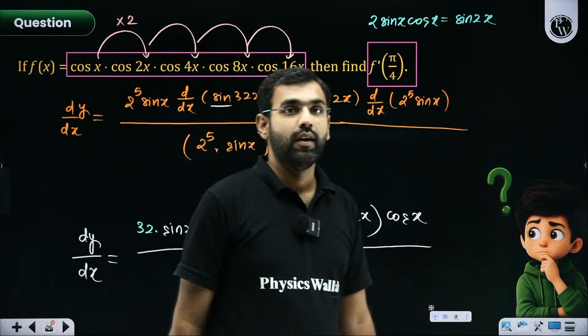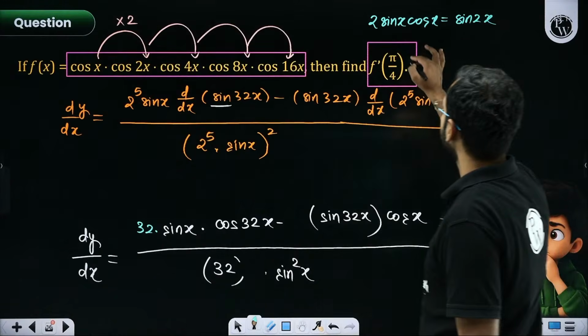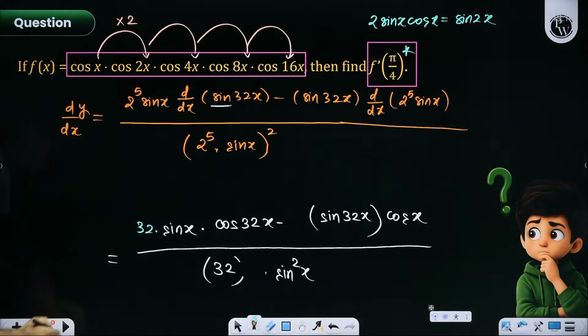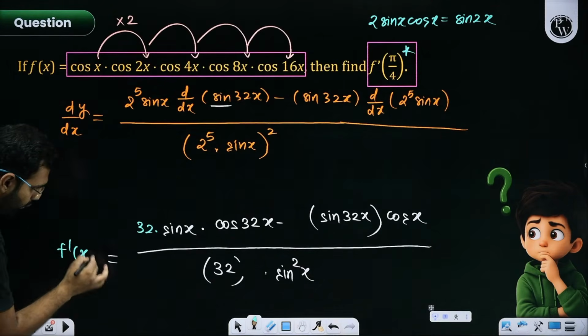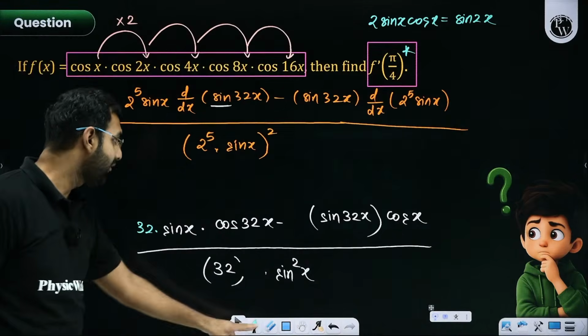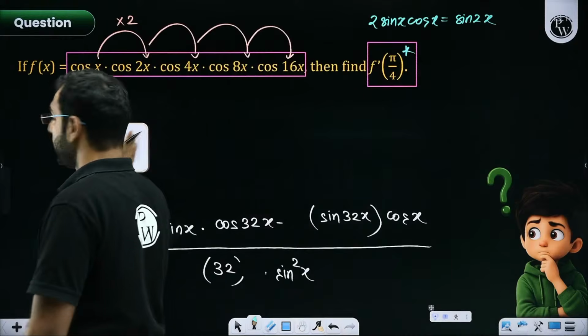But we are not noticing one thing. They did not ask you f dash x. By the way, students, what is this? This is your f dash x. We were asked f dash pi by 4. We were asked f dash pi by 4. So let us work on f dash pi by 4.